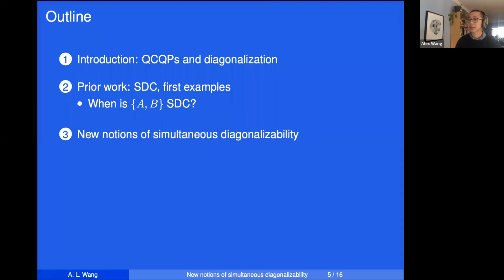Okay. Next, I'll tell you about some new definitions, some new notions of simultaneous diagonalizability. And in particular, I'll define some property that we call d-restricted SDC. I'll formally define this later on in the talk, but for now, you can think of this as being the restriction of SDC sets in higher dimensions to lower dimensions.